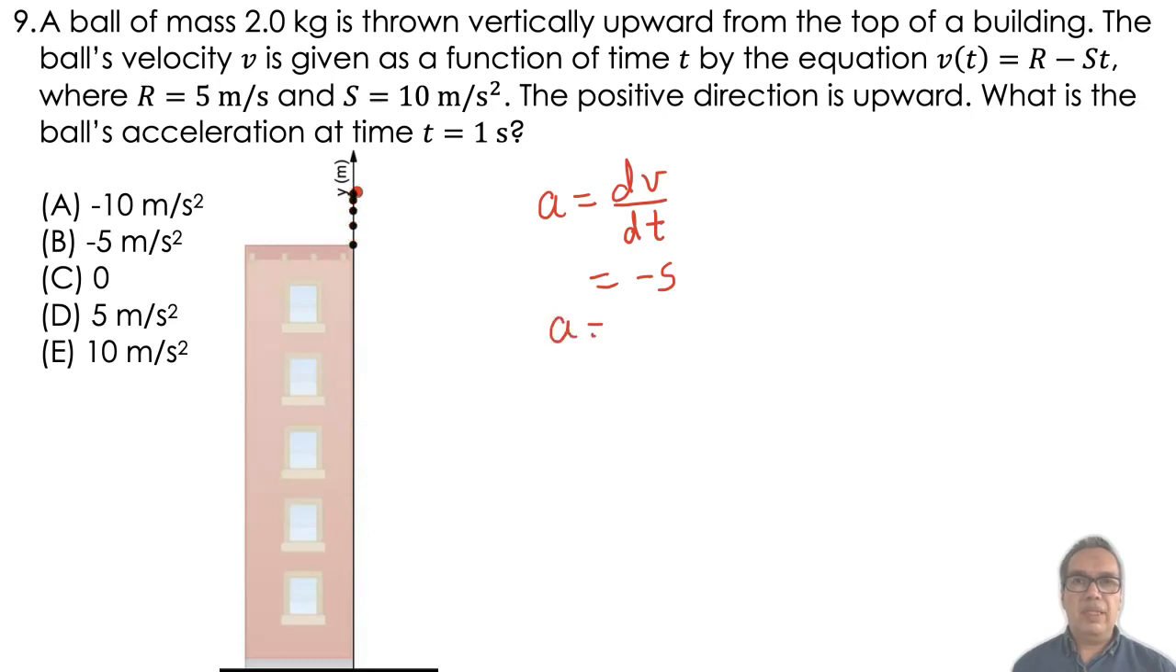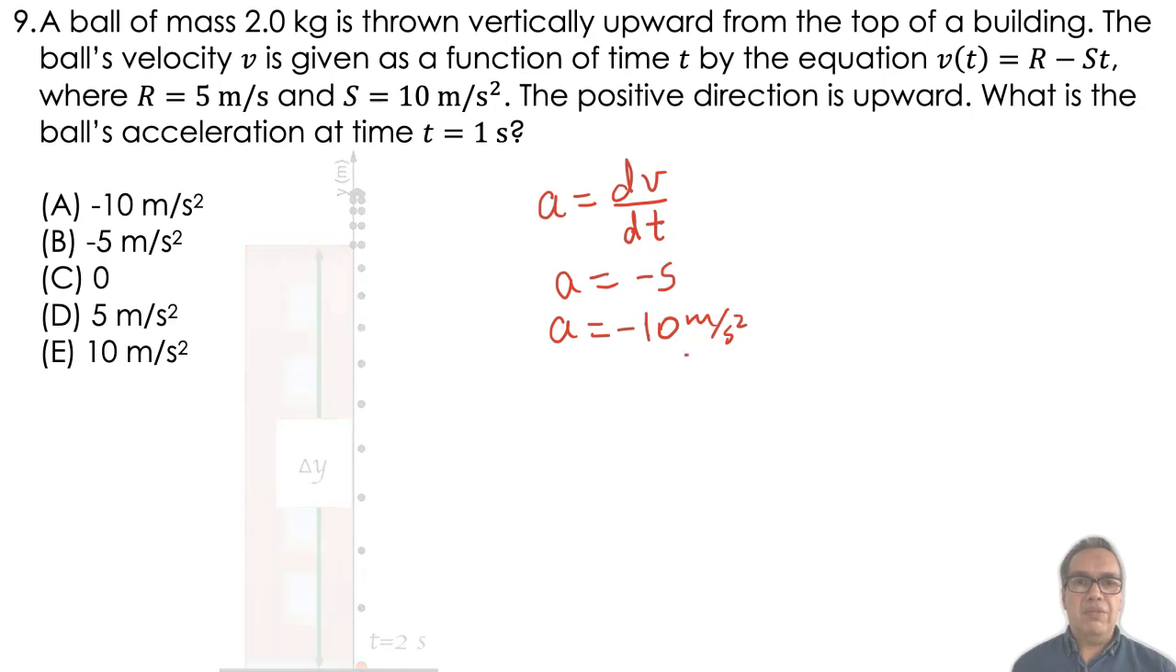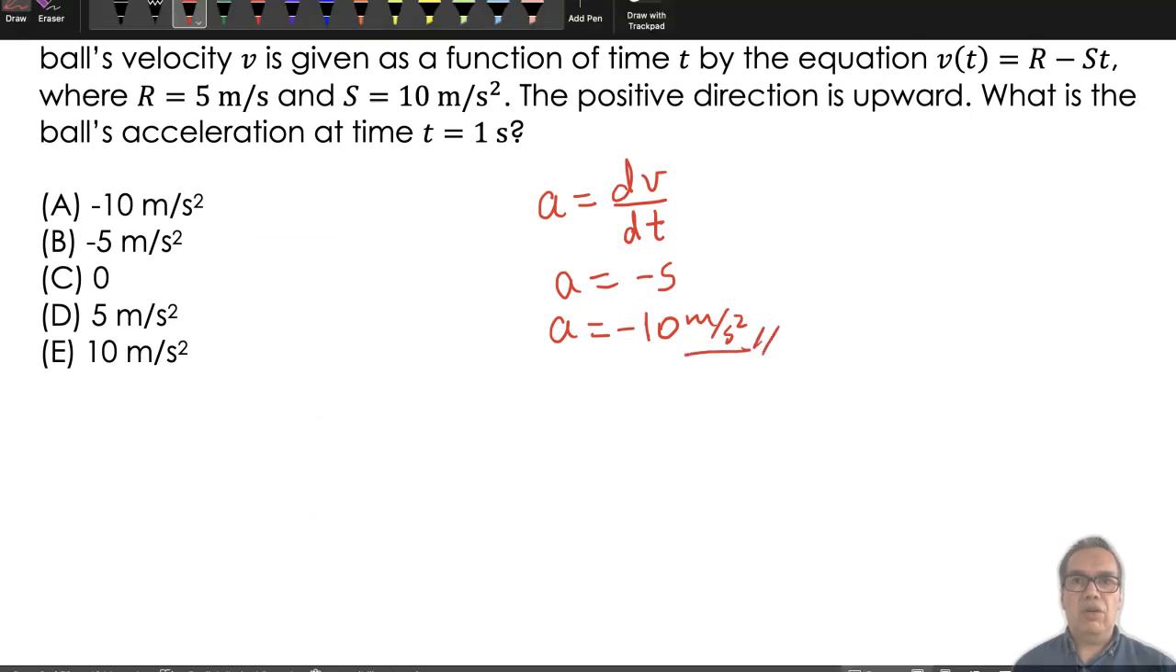So what you can say is the acceleration at any time is equal to the acceleration at 1 second, which is negative 10 meters per second squared. Therefore, the answer is option A.